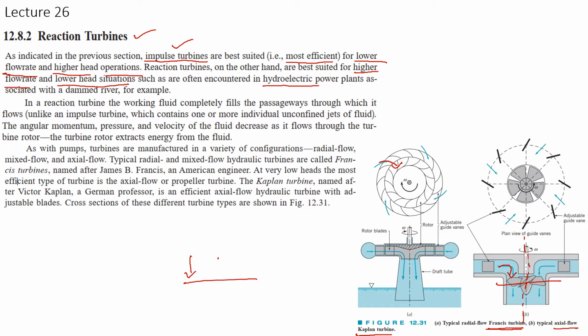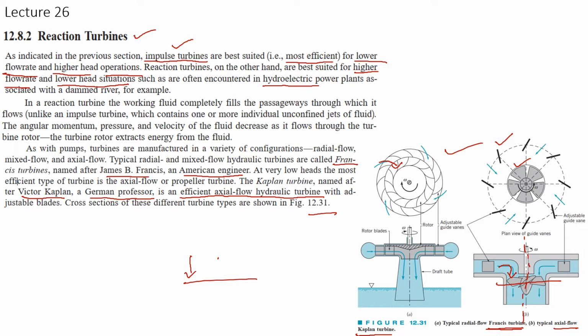They are both named after people. Francis was named after James B. Francis, an American engineer, and the Kaplan was named after Victor Kaplan, a German professor. Kaplan is an efficient axial flow turbine, and the reason is that its guide vanes and the rotor blades are adjustable, as you can see in this figure right here.